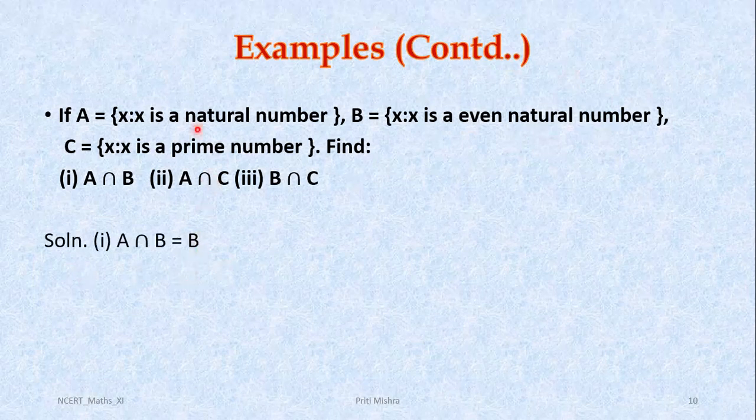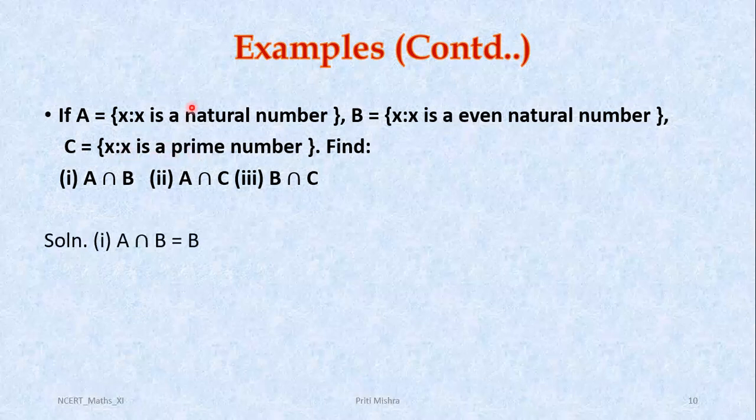Now A intersection C. A is the set of natural numbers 1, 2, 3, 4 and so on, and C is the set of all prime numbers, meaning 2, 3, 5, 7, 11, 13, right? All these numbers will come in set C. Now from these two sets, what can we have in common? We can have in common all the elements which are in set C. So A intersection C is C only, set C itself.